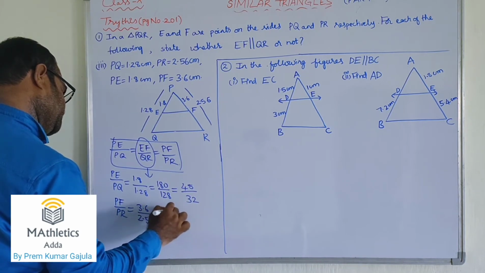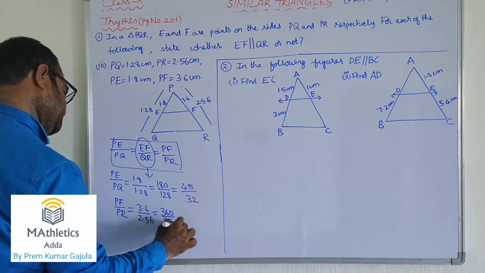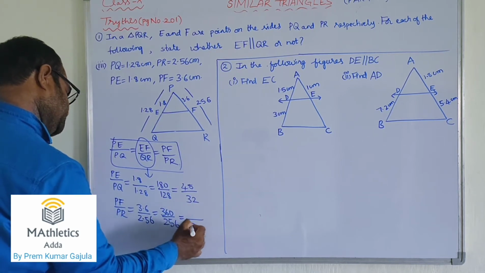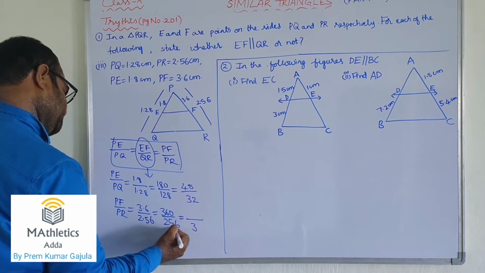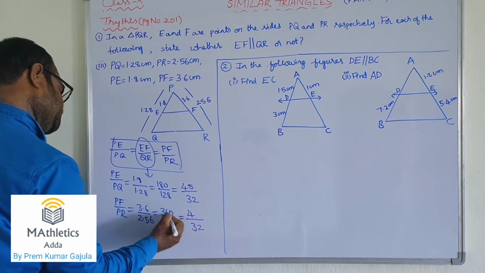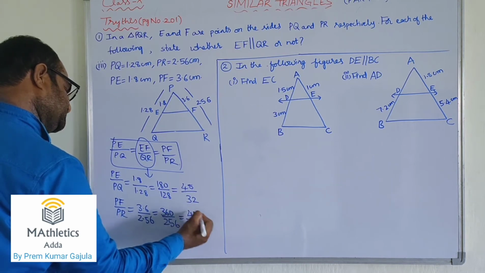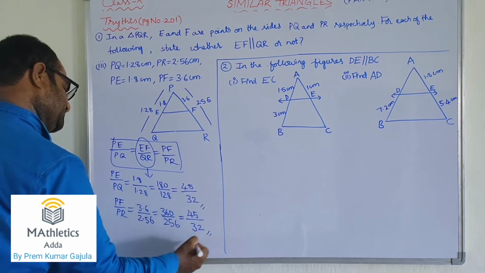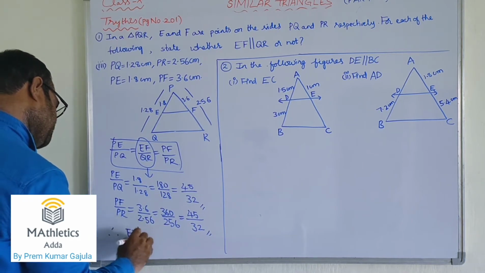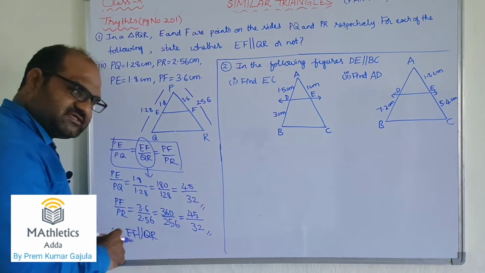And similarly you will get here 360 and here 256. If you cancel with the 8 table, you will get 8 3s are 24, 1 is left, 1 and 6 is 16, 8 2s are 16, 8 4s are 32, here 4 is left, 4 and 0 is 40, 8 5s are 40. So here both the ratios are equal. So we can say that EF is parallel to QR. Is that clear?